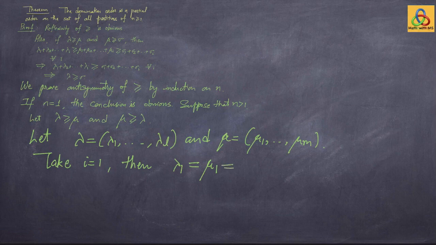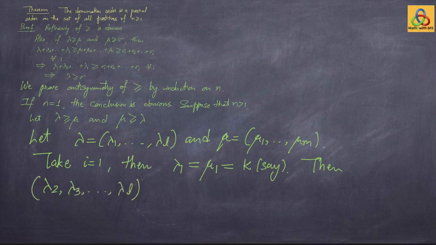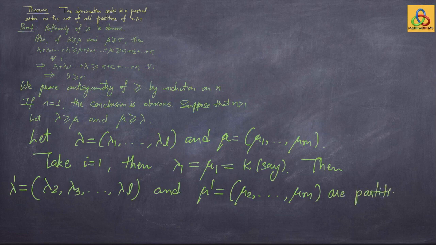Let us call it k. Then lambda 2, lambda 3 and so on up to lambda L, let us call it lambda prime. Then lambda prime and mu prime, which I define similarly as mu 2 up to mu m, are partitions of what? They are partitions of n minus k, because I have thrown away the first factor. Of course n minus k is less than n, so that I can use the induction hypothesis, where this less is the usual order on integers.